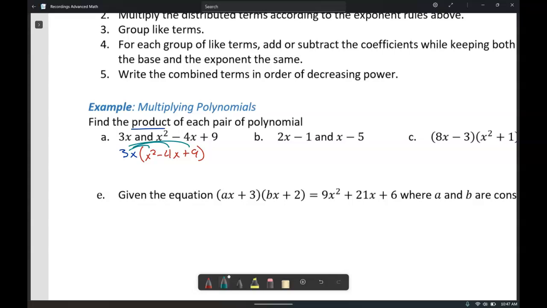So we'll have 3x times x squared, which is 3x to the third. 3x times negative 4 is negative 12x squared. And 3x times 9 is 27x.